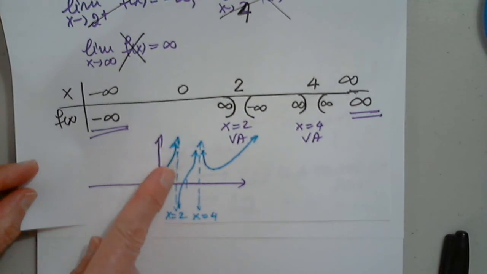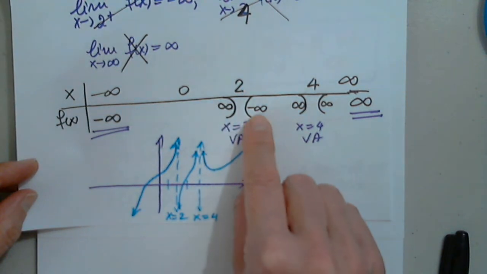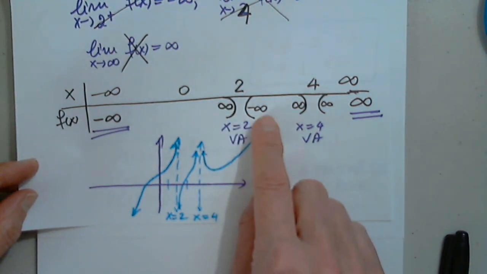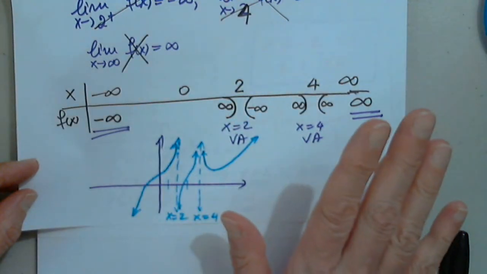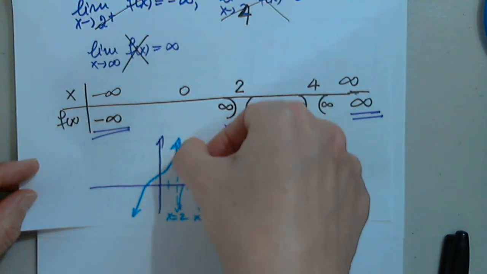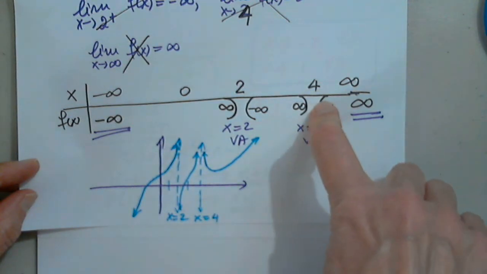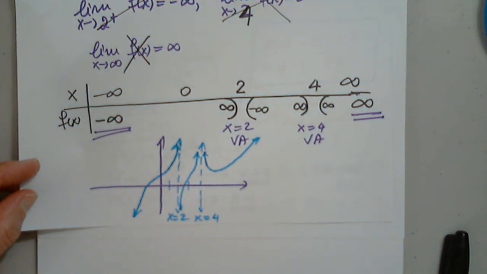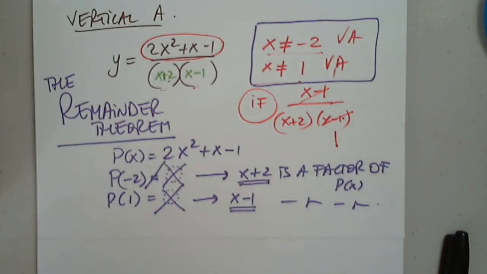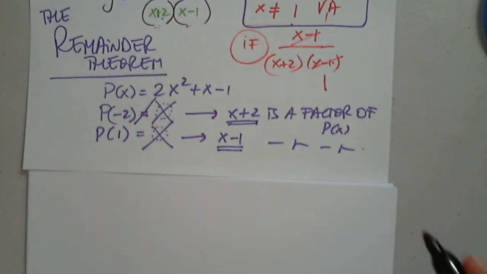Because when I state that x equals 2 is a vertical asymptote, I have to show the limits, whatever they are. Positive, positive, negative, negative, positive, negative, negative, positive. It doesn't matter. When I state that x equals 2 is a vertical asymptote, I have to calculate the limits. When I state that x equals 4 is a vertical asymptote, I have to calculate the limits left and right. Just stating that, oh, these are vertical asymptotes is not enough. Okay, so that's my page 7.